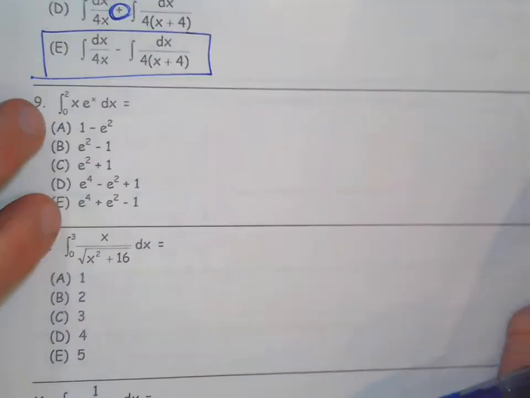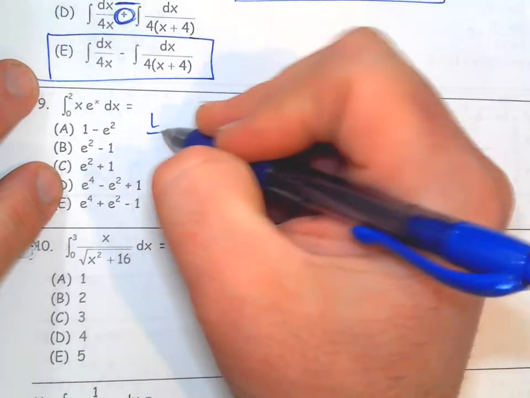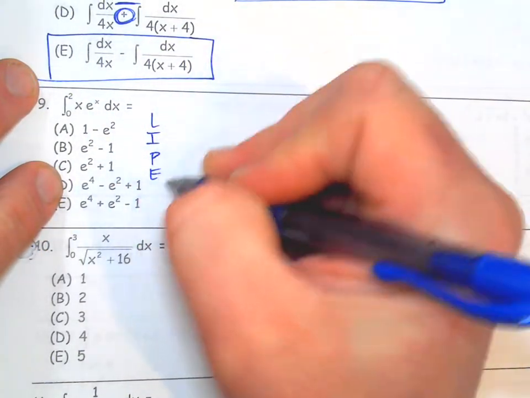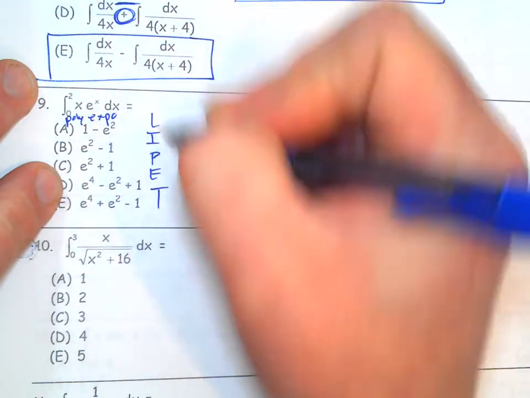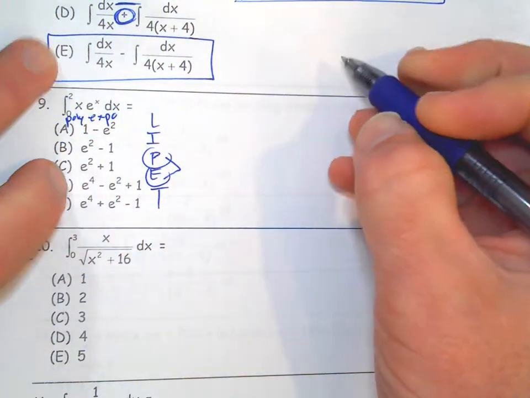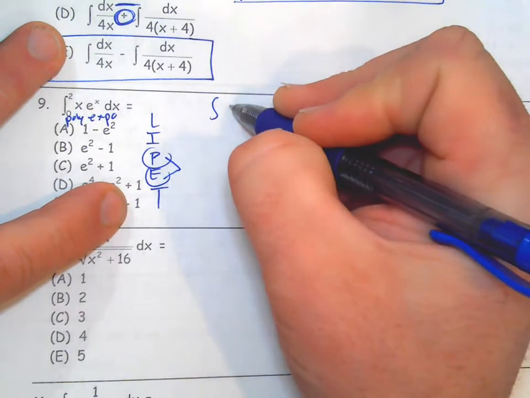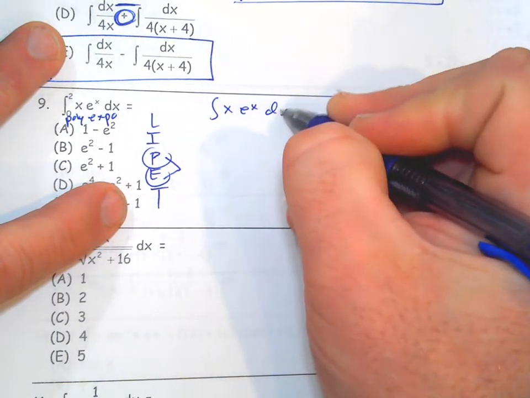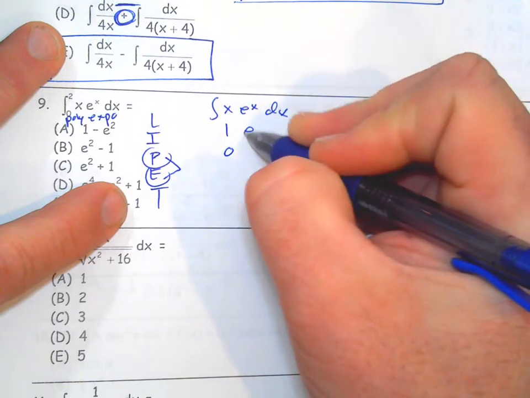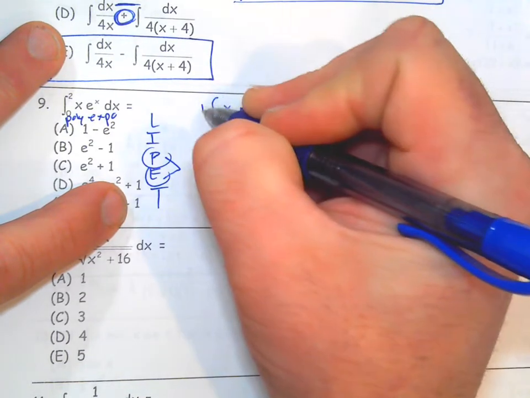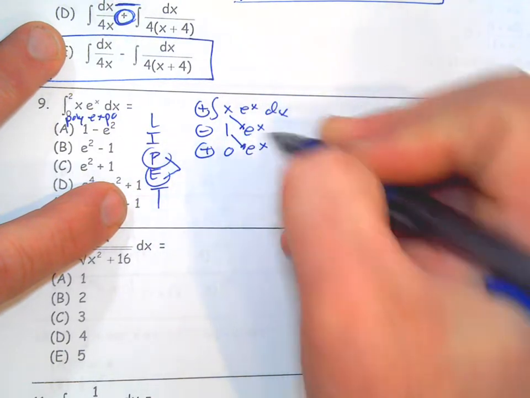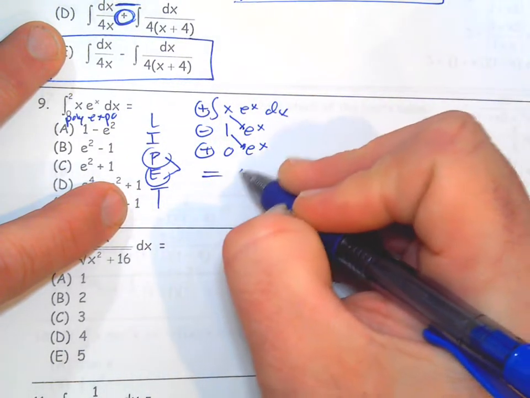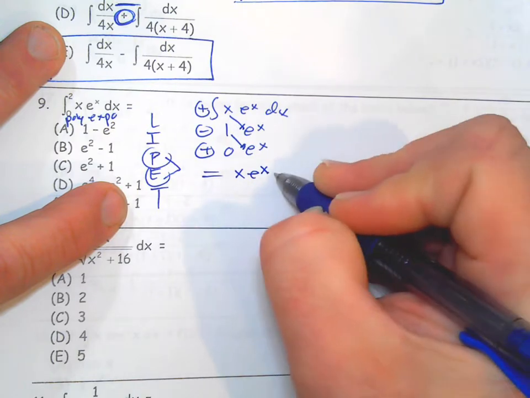All right, number 9. I think we got to do LIPET, integration by parts. So we have poly expo. So we can use a shortcut. So I'm going to rewrite this. Shortcut: keep taking the derivative till 0, integrate the other side, positive, negative, positive, multiply it diagonal. So we're going to get x e to the x minus e to the x.